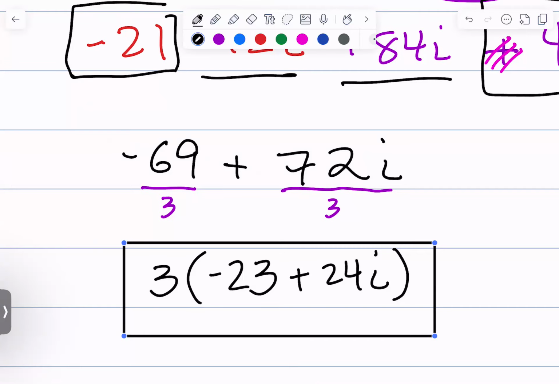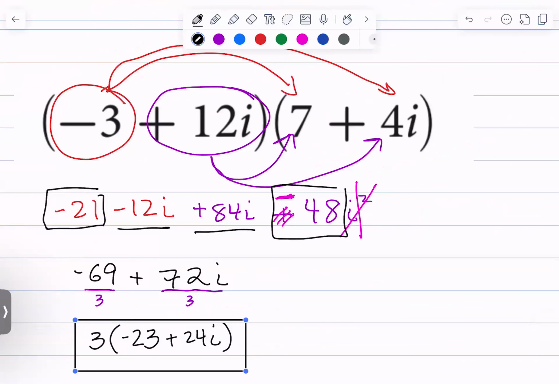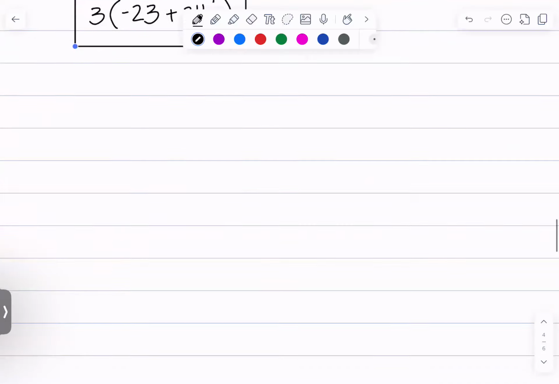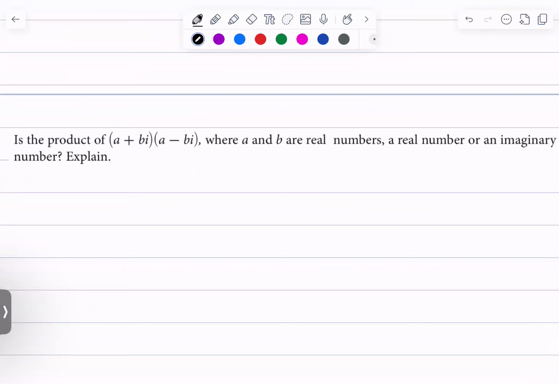Okay. So when we're multiplying or adding complex numbers together, we always come out with a complex number. When don't we come out with a complex number? Specifically when we're multiplying. Is the product of a plus bi times a minus bi, where a and b are real numbers, a real number, imaginary number, or a complex number? Let's take a second there and think about that and think back on the special forms that we've done.